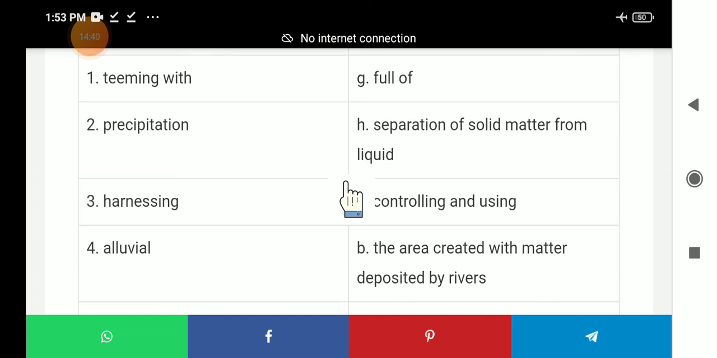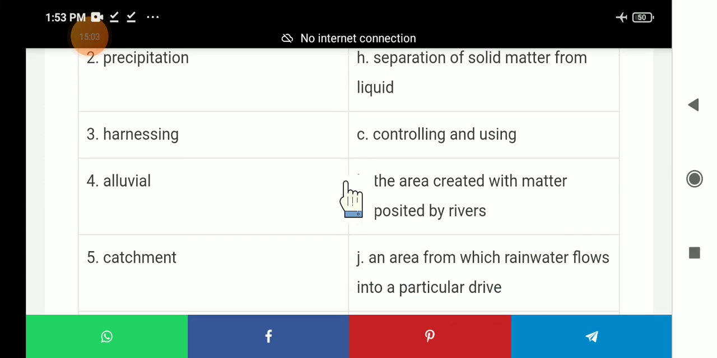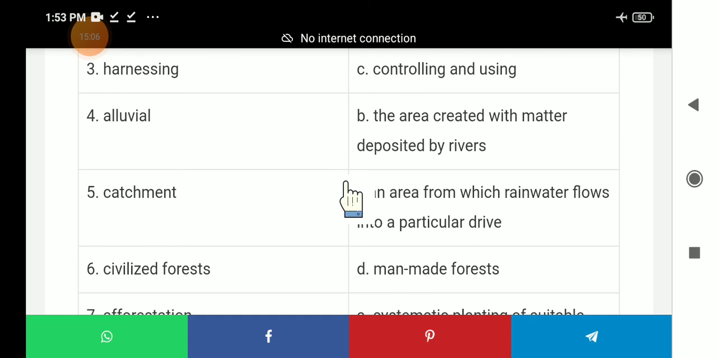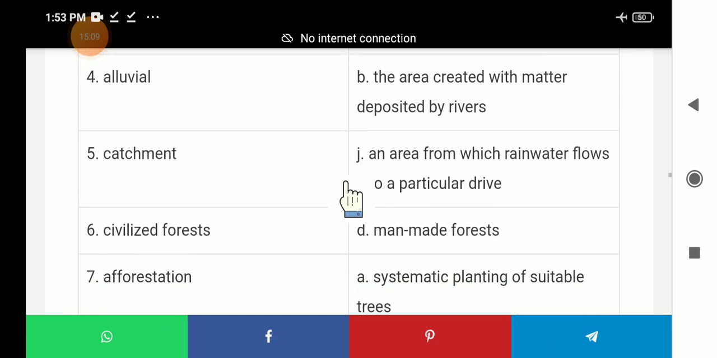Precipitation means separation of solid matter from liquid. When it rains heavily, what happens? It is called precipitation, where solid matter in the form of ice, when it falls over the earth's surface, flows and falls down very fast and loses its solid form and turns into liquid. Harnessing means controlling and using. Alluvial means the area created with matter deposited by rivers. So option B is the right answer.